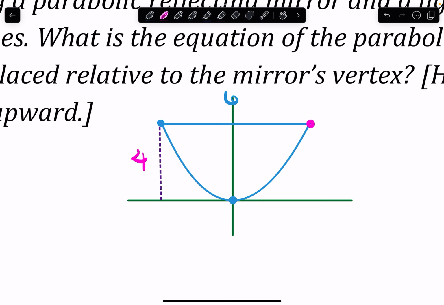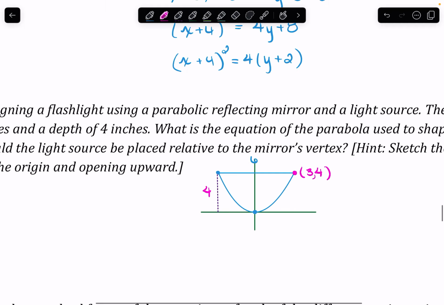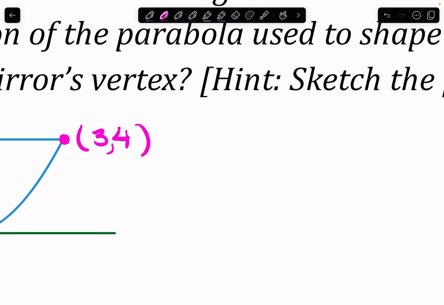So what that tells us, we could use either one of these points. I would rather use the positive than the negative. So this point on our parabola, we know is the point 3, 4. All right, I have a graph now. What are we trying to find? The equation. To get the equation, first thing, right form, this is a vertical parabola opening upward, so I know the standard form of the equation is going to be x squared equals 4py.